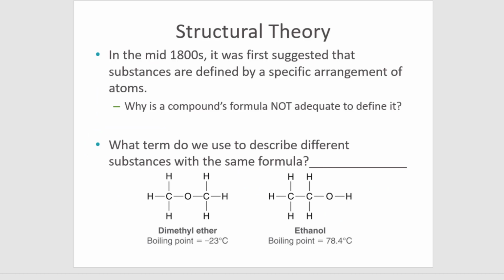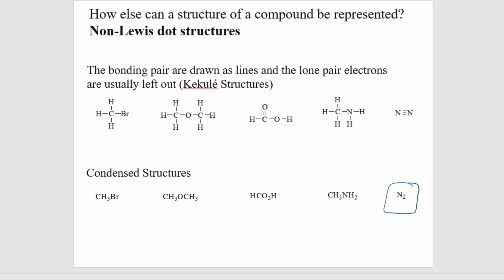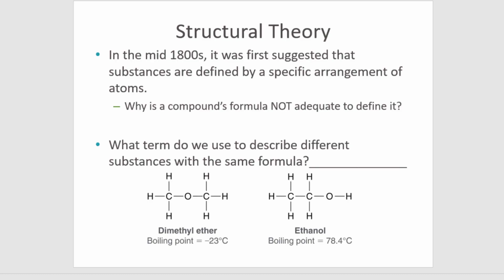A little on structural theory. So now that we have some ways of drawing molecules, I wanted to discuss why it's important to draw molecules and really not use condensed structures like the ones on the bottom. In the mid-1800s or so, it was suggested that substances were defined by a specific arrangement of atoms. And that might feel obvious to us given what we know now, but it wasn't back then. And so we can't just look at the formula and say, oh, it's got 6 carbons and 12 hydrogens, because there's probably a lot of different ways of putting those pieces together.